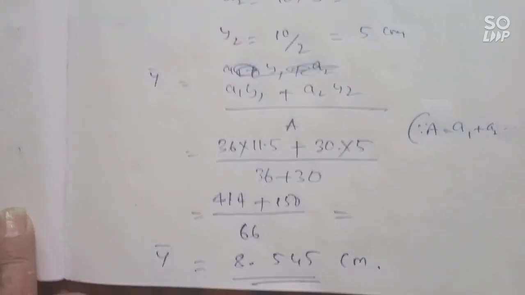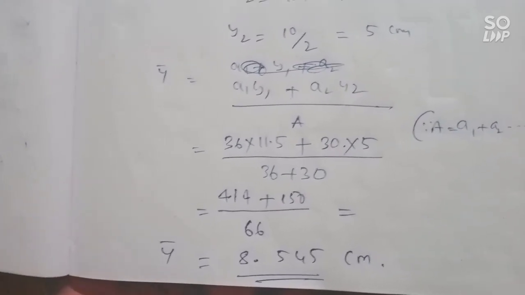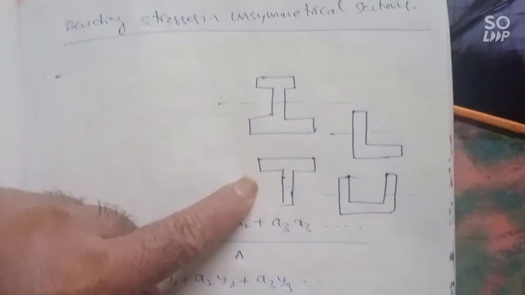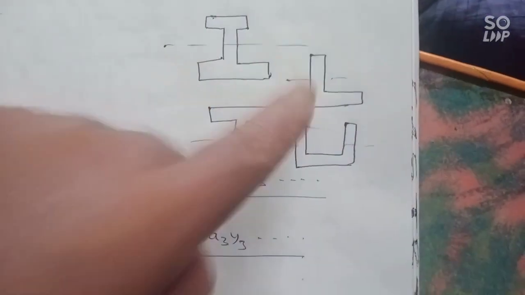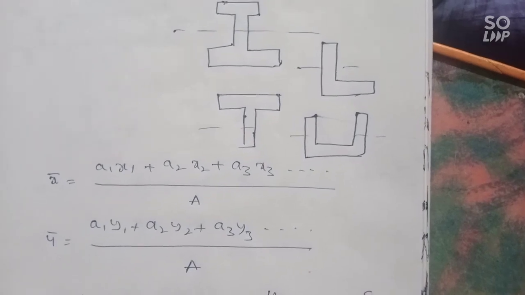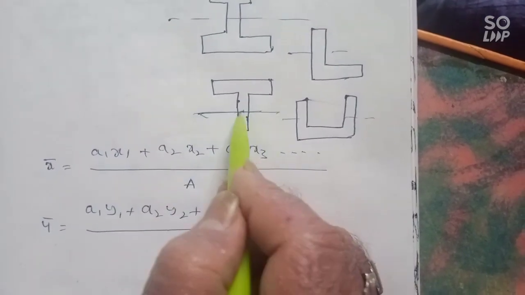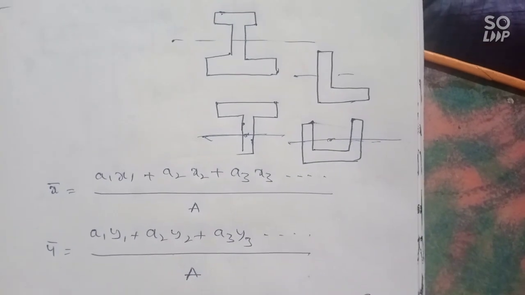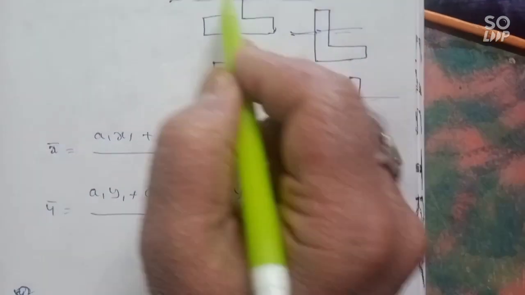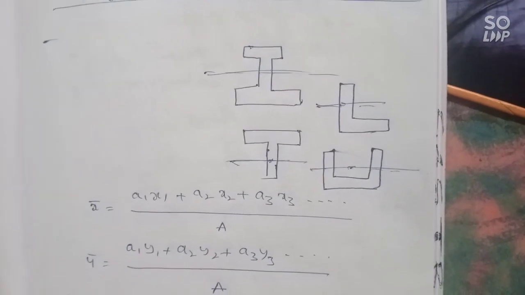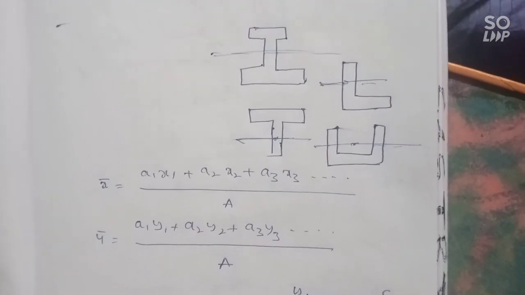Once we know the value of y, we can calculate the required stresses for any type of section, like I sections, T sections, channel sections and angular sections. Once we know the center of gravity CG, then we can find the stresses.